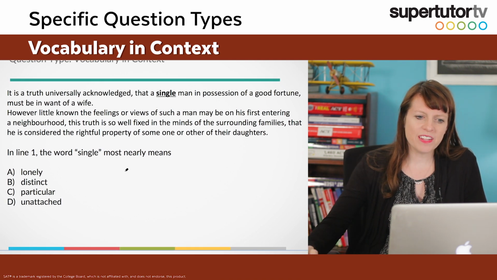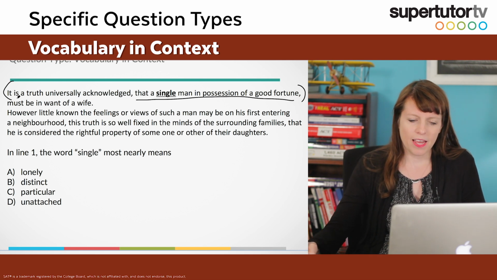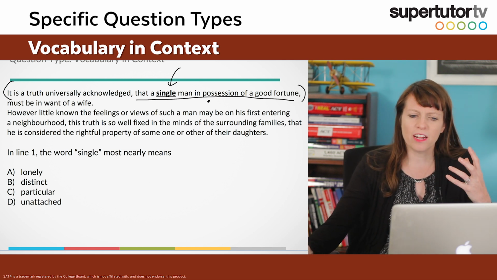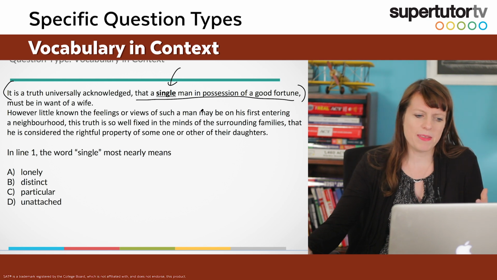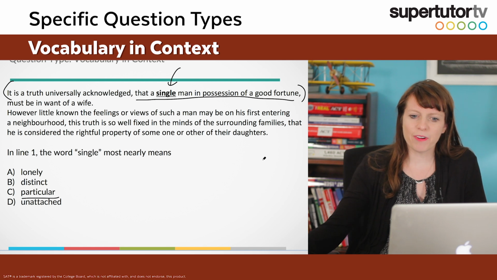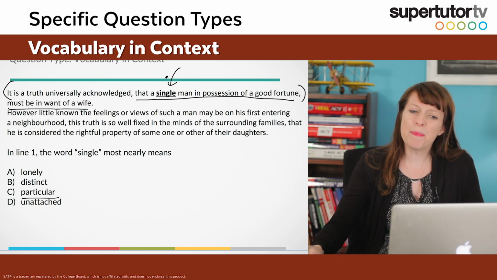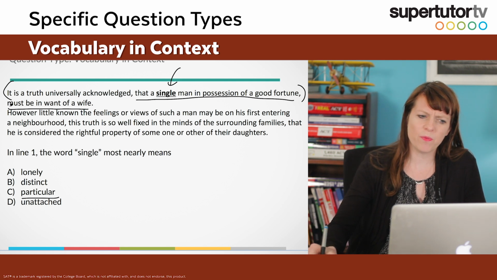So if I just read this, "a single man in possession of a good fortune," right? Maybe I read that part and I think, an individual man, an only man, just a man. Maybe that's what I think it means. And then maybe I think it means particular, right? But I really haven't read enough, so make sure you read all the way. "Must be in want of a wife." And even here, I might not be 100% sure.